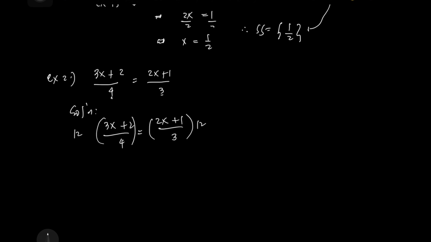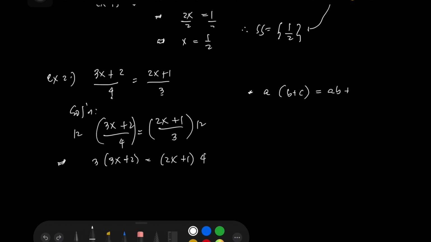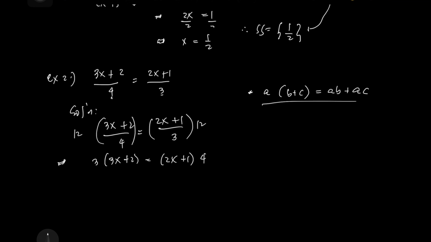So we have 12 divided by 4, 3, which makes it 3 times (3x plus 2) equals 4 times (2x plus 1). Recall that we have the distributive property: A times (B plus C) can be written as A times B plus A times C. This is the distributive property, so we can apply it here.